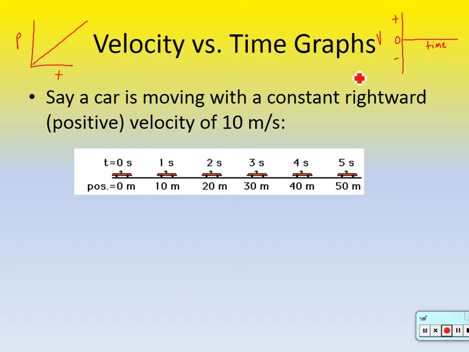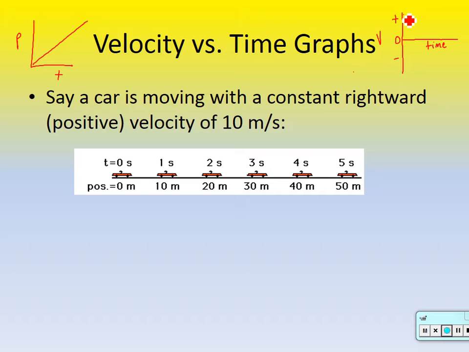And so let's think about this, guys. If we wanted to draw a velocity versus time graph for this car's motion right here, what would it look like? Is there positive or negative velocity? Positive. So we've got to be above the 0. We're going to be up here in this region of the graph. How would we show a positive 10 meters per second? Well, we just come up to 10.